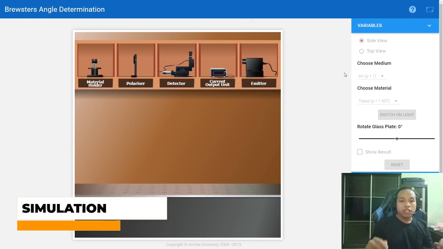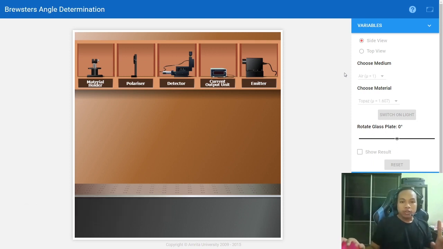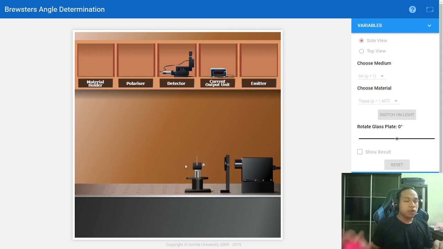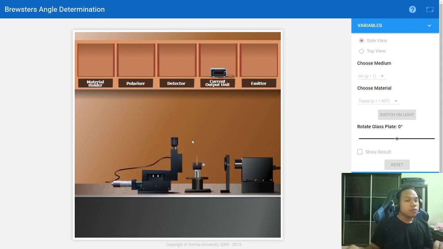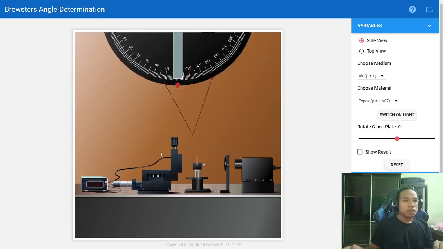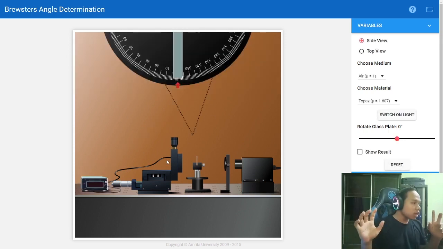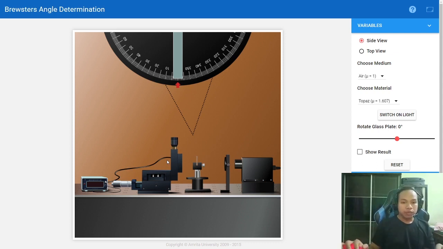This is the simulation. However, I'm going to talk a little bit about how to set up in real life. First, we set up the system like so. The emitter emits a helium laser. The polarizer, the material holder for holding the material, the detector which detects the reflected laser from the material, and the current output unit so it can read the output current. So in the lab, we need to make sure that the reflecting material is vertical and centered over the axis of rotation of the rotational stage.